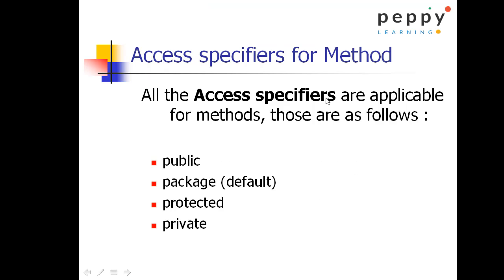Now, access specifiers for a method. There are a total of 4 types of access specifiers available in Java, which are public, package, protected, and private. All of these access specifiers can be used on a method, but only one at a time. You can't mix and match multiple access specifiers in one method. Only one access specifier is allowed. We will look into access specifiers in a separate video.